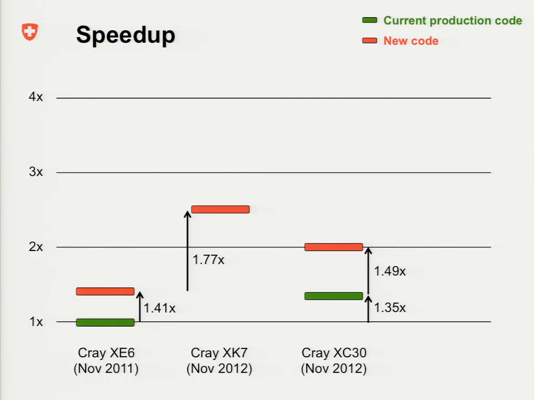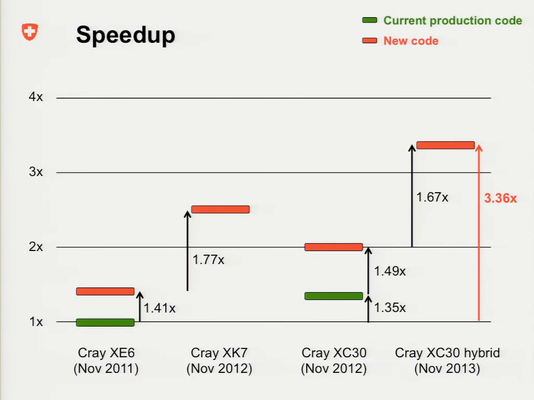Now, if you run the new code on top of that, you get a factor of 1.5. And if you go now to Piz Daint, the hybrid machine, you roughly get an additional factor of 1.7. So overall, for people who were doing production on Rosa until now, when they switch now to hybrid Piz Daint, and they leverage the GPUs using the new code, they roughly get out a factor of 3, a little bit more than 3, depending on the use case.